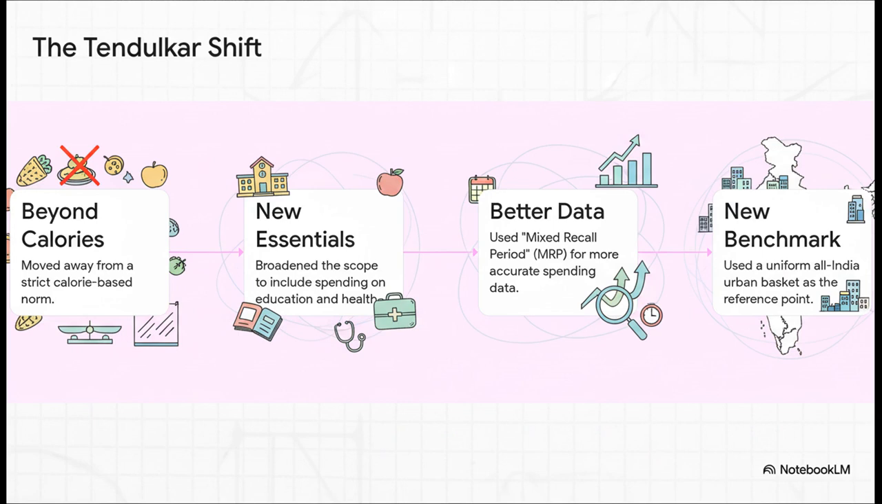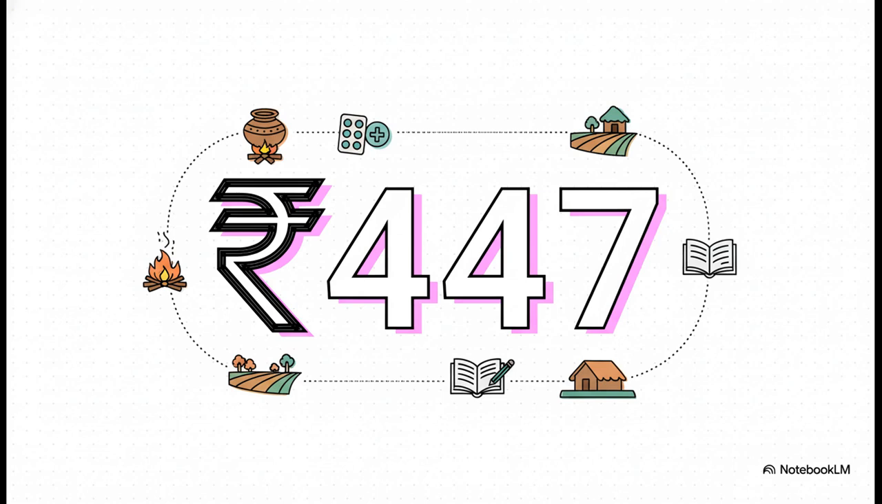First, they ditched the strict focus on calories. Second, and this was a huge deal, they started including what people were spending on education and health as essential items. Third, they got smarter about collecting data, asking people to remember their spending over different time frames to get a more accurate picture. And finally, they created a single new urban shopping basket to be the benchmark for the entire country. And this is what that new line looked like.